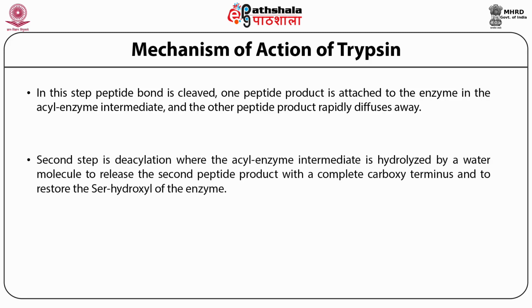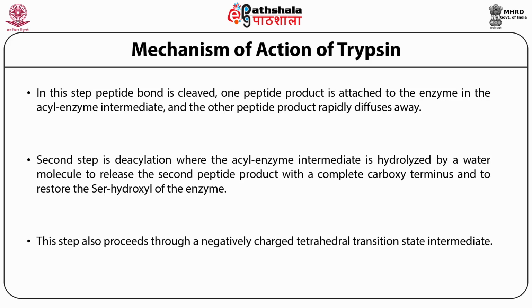In the second step, that is deacylation, the acyl enzyme intermediate is hydrolyzed by a water molecule to release the second peptide produced with a complete carboxy terminal and to restore the serine hydroxyl of the enzyme which underwent acylation during the reaction. This step also proceeds through a negatively charged tetrahedral transition state intermediate. In this way, the first step is the binding of the substrate to the trypsin, producing the acyl intermediate. The second step is the release of the product and the recovery of the enzyme.